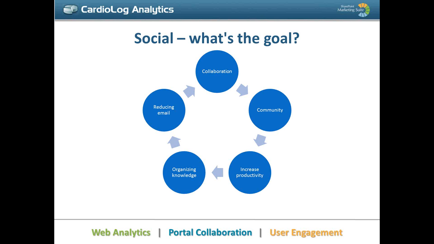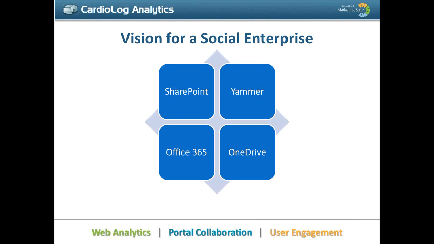And now Microsoft's vision for social is to use a mix of platforms, SharePoint, Yammer, Office 365, and OneDrive together to really help boost the cooperation and collaboration within the organization. And what we'll talk about today is how we can use one analytics tool to track all these different platforms in order to constantly improve them as well.